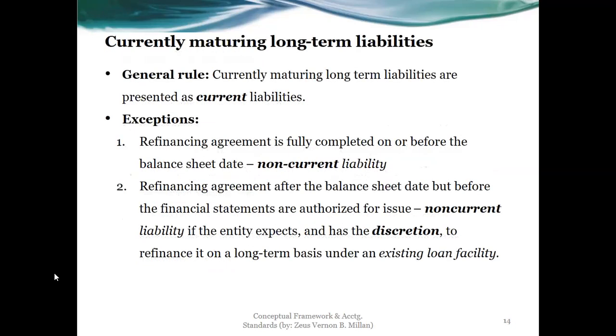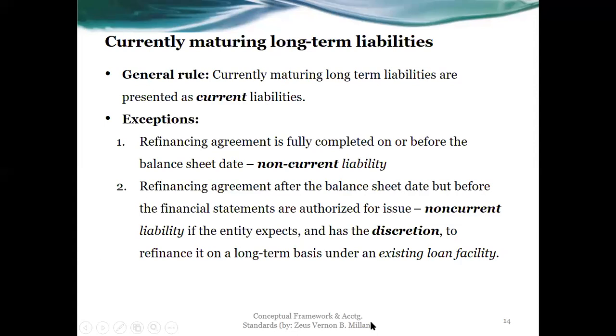Then we have here currently maturing long-term liabilities. Normally, long-term liabilities that are to be due within 1 year or less, or the normal operating cycle, that is more than 1 year, but that's the normal. But again, in practice, as I've repeated, it's going to be 12 months as the basis for the due date. So in that case, if they will be due within 1 year or less, they become current. However, there are some exceptions to the rule.